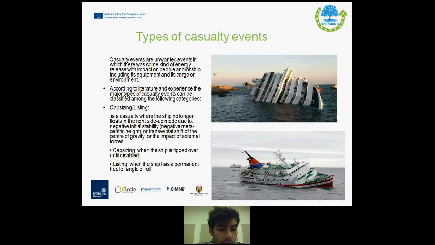Capsizing or listing is a casualty where the ship no longer floats in the right side up mode due to negative initial stability, negative metacentric height, or transversal shift of center of gravity, or the impact of external forces. More particularly, capsizing happens when the ship is tipped over until disabled, while on the other hand, listing is when the ship has a permanent heel or angle of roll. In these two pictures, we have an example of capsizing, the Costa Concordia ship accident, and in the second picture we have a ship which is listed and needs repairs to continue the voyage.